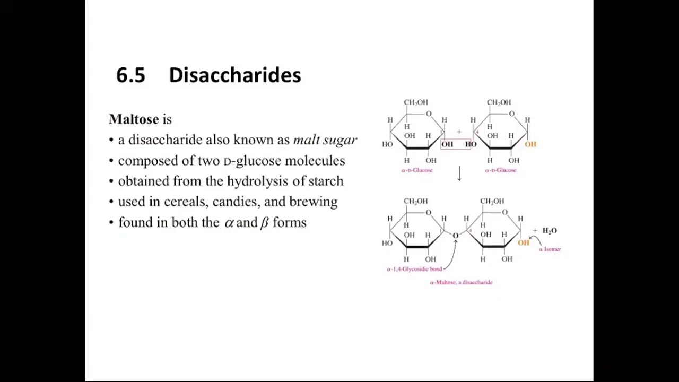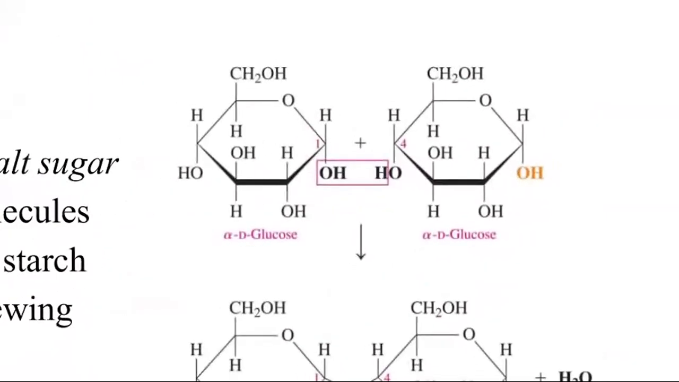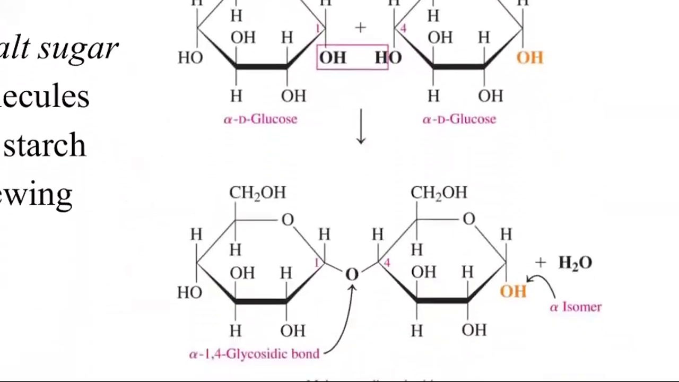But understand that when it comes to maltose, we can see that maltose comes from an alpha D-glucose reacting with an alpha D-glucose. These two alpha D-glucose molecules are going to undergo a condensation reaction. And in this condensation reaction, we're going to have that disaccharide.